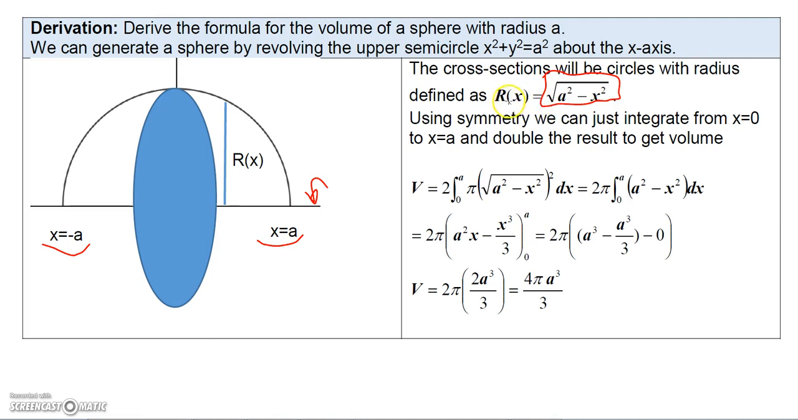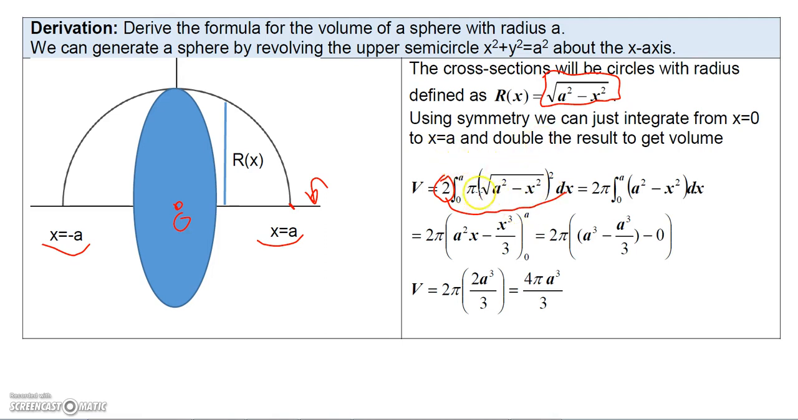Okay, so that's our radius. The radius of our circle, from here to here, is simply this distance, square root of a squared minus x squared. Now I can actually use symmetry, so instead of integrating from minus a to a, let's just integrate from 0 to a, where a is. Now that will only give me half of the volume, so to get the whole volume, I'm going to have to multiply that by 2. That way I have both halves of the sphere.